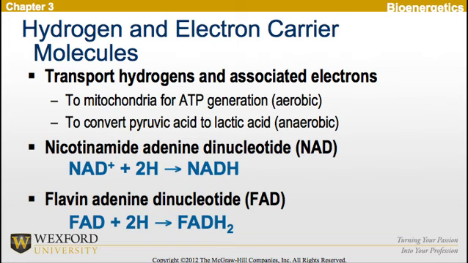Now, if we take a look at hydrogen and electron carrier molecules, they transport hydrogens and associated electrons. They are able to transport them into the mitochondria for ATP generation in an aerobic process, and they're able to convert pyruvic acid to lactic acid in an anaerobic process. We have both nicotinamide adenine dinucleotide, again NAD, as well as flavin adenine dinucleotide, FAD.